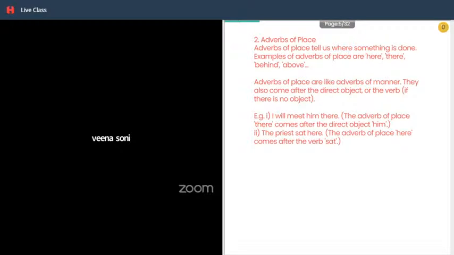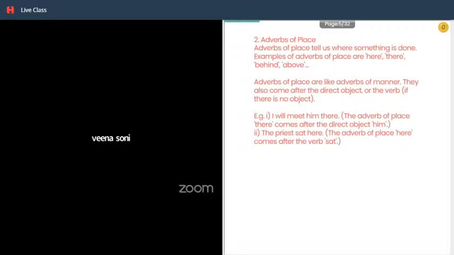I will meet him there, I will meet him here. So that's a place we're talking about. Instead of there or here, you can just take those away and write down the name of the place also. That's why these words play an important role here. So I will meet him there, the adverb of place there comes after the direct object.